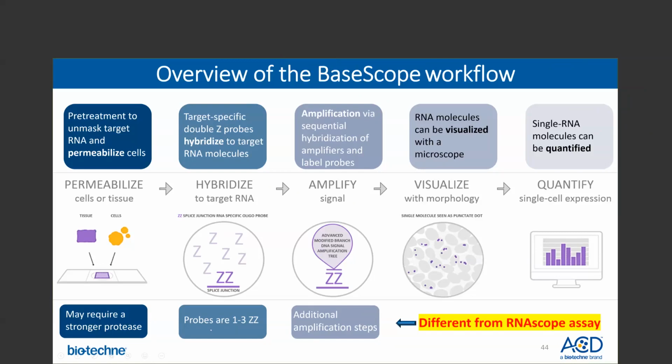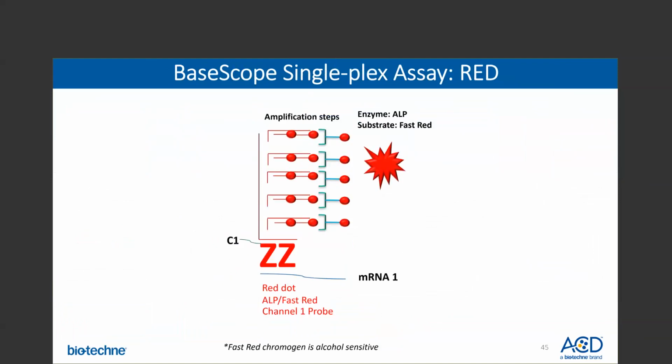Again, as we're looking at shorter transcripts, the probe length is going to be shorter, 1 to 3 ZZs in length. And then because we're looking at shorter transcripts, there are additional amplification steps required for the BaseScope assay in order to detect shorter RNA transcripts. The amplification technology for the single-plex red assay is still very similar to the RNAscope assay, where the detection for the single-plex red assay for BaseScope would be just like RNAscope, using ALP as the enzyme and phosphate as the substrate. Again, I would like to reiterate that the phosphate chromogen is alcohol sensitive.